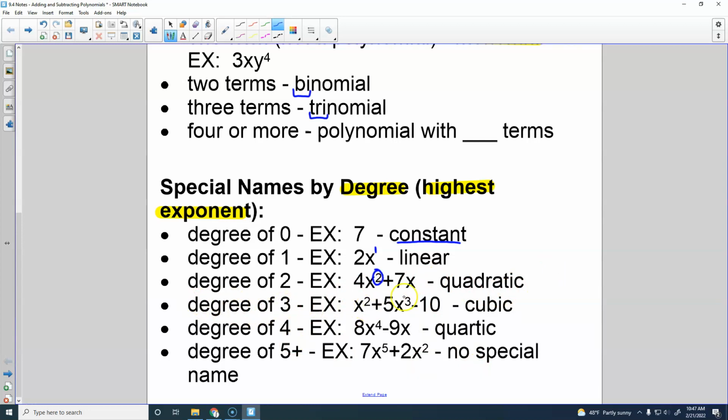If you have a degree of 3, we would call it a cubic. That makes sense. A cube has 3 dimensions: length, width, and height.